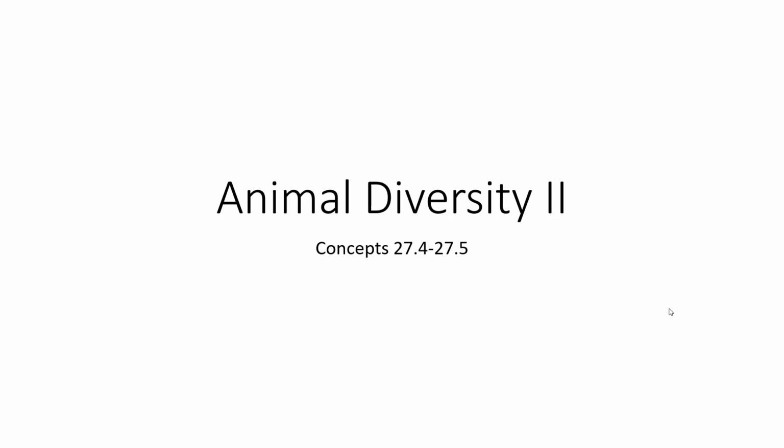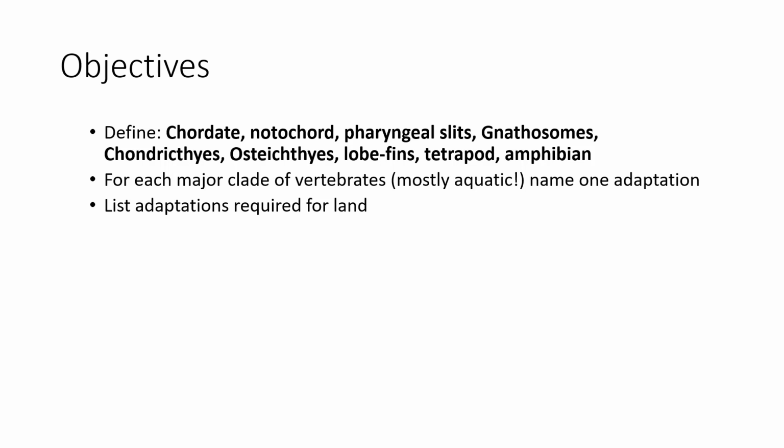Let's look at some more animals. Animal diversity part 2. In this lecture, please be able to define chordate, notochord, pharyngeal slits, gnathosomes, chondrichthyes, osteichthyes, lobe fins, tetrapod, and amphibian. For each major clade of vertebrates, remember these are mostly aquatic, be able to name one adaptation and list the adaptations required for land.